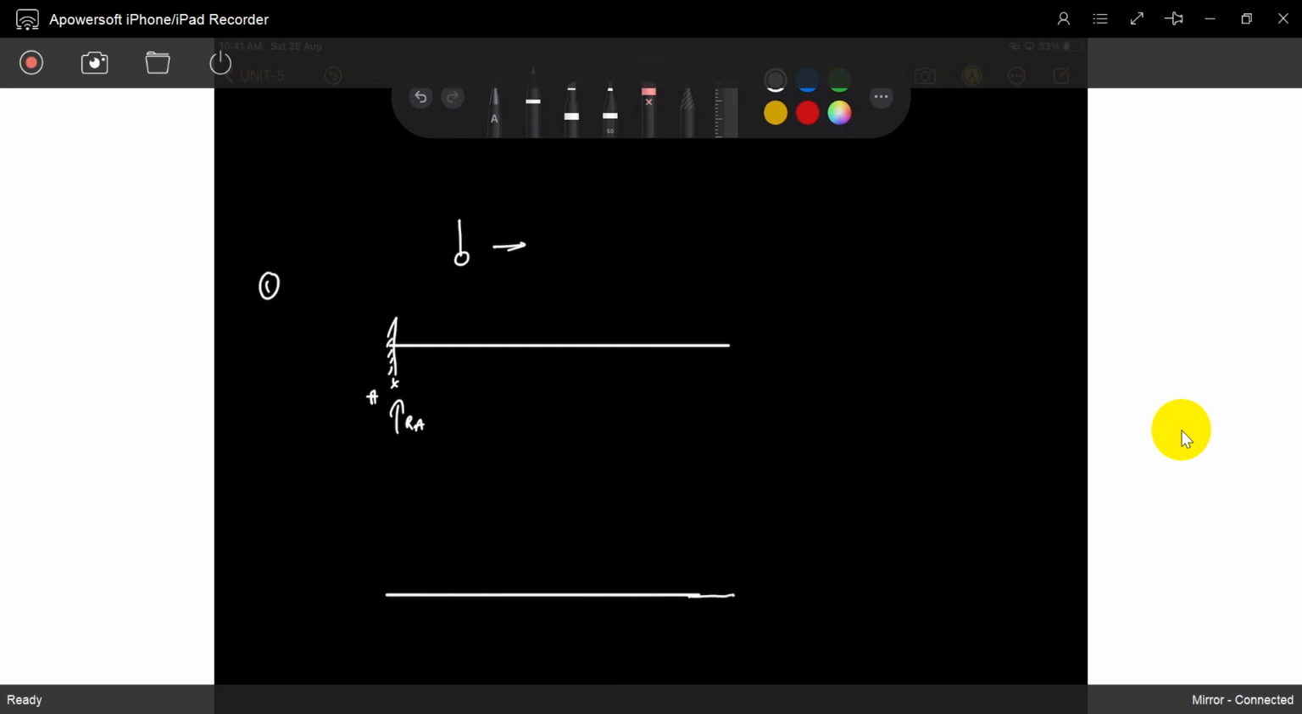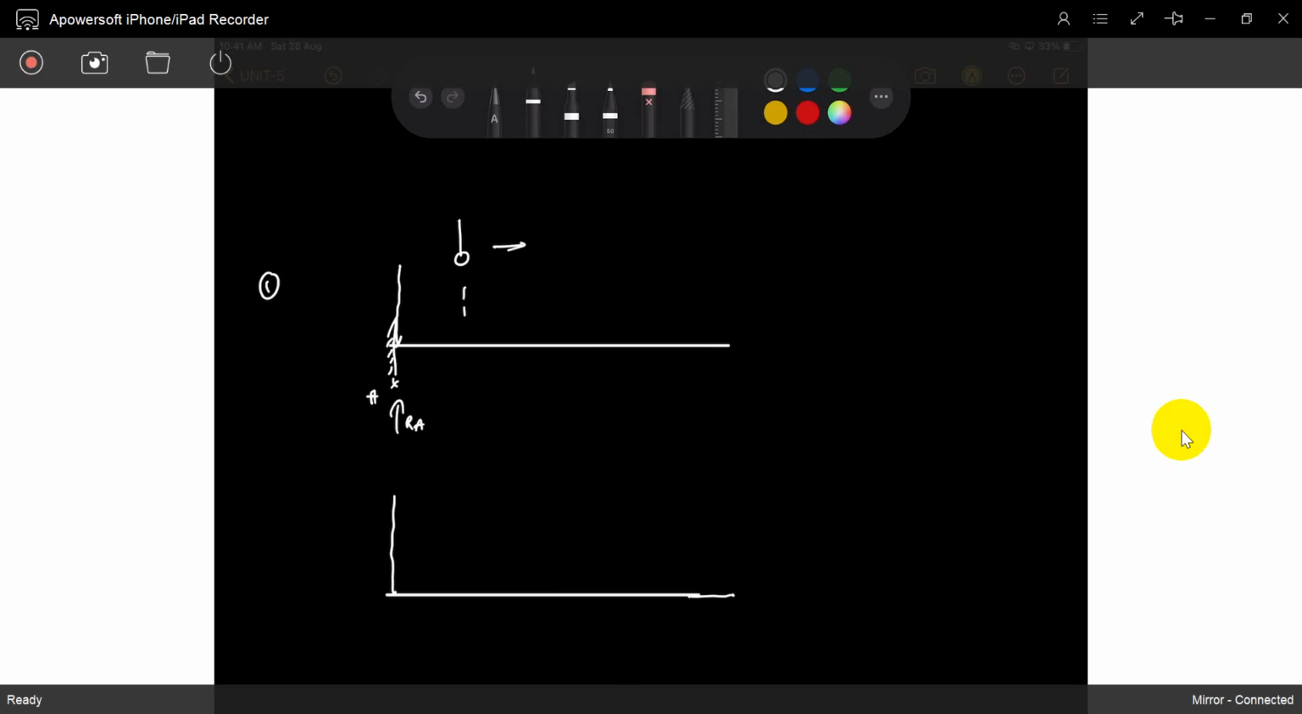So how can you draw, sir? Exactly, the unit load is placed at location A. What is our RA? That value is 1. Exactly, RA is equal to 1. If the load is there, what is RA? 1.